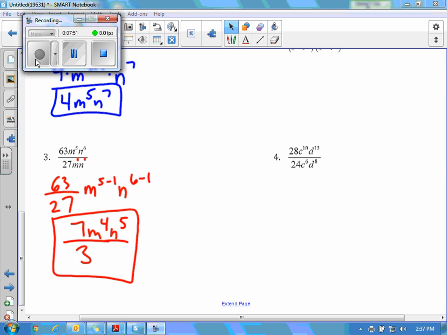Alright guys, make sure you fill out everything that I didn't fill out and grade it with the answer key when you come to class.